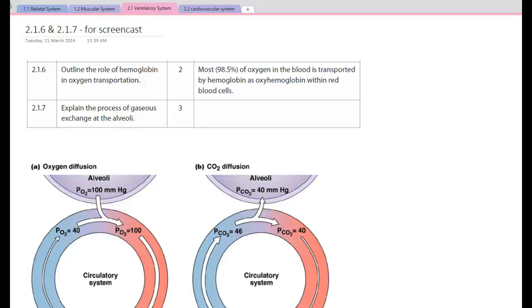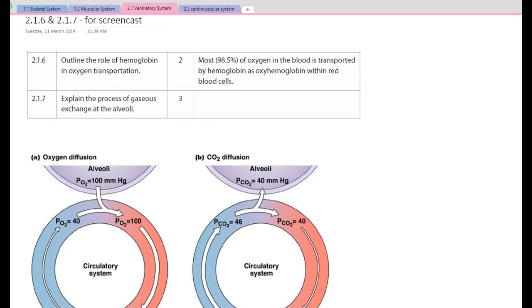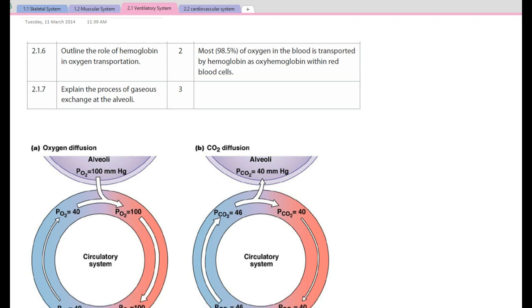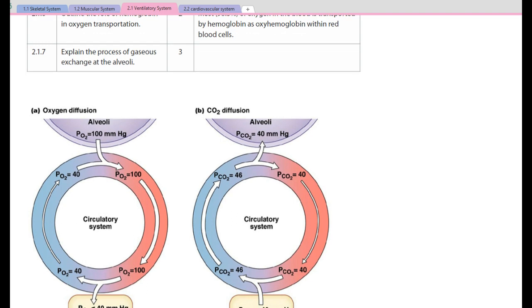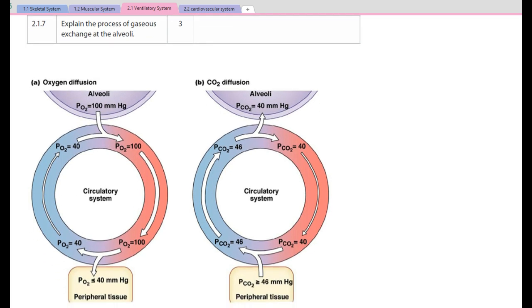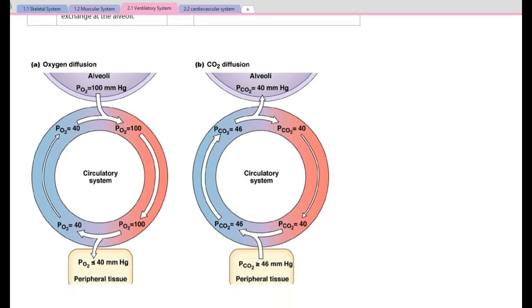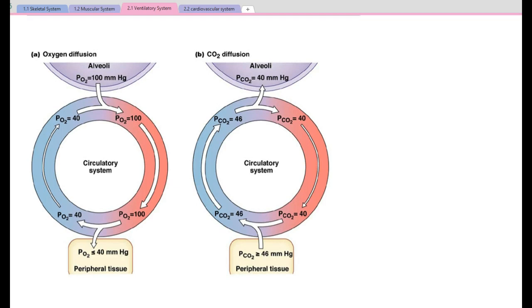This screencast is looking at the ventilatory system, 2.1.6 and 2.1.7. I'm going to start off with 2.1.7, which is looking at the process of gaseous exchange at the alveoli rather than looking at haemoglobin, because that occurs first. So this diagram here is a little bit different to the way that we would normally see it.